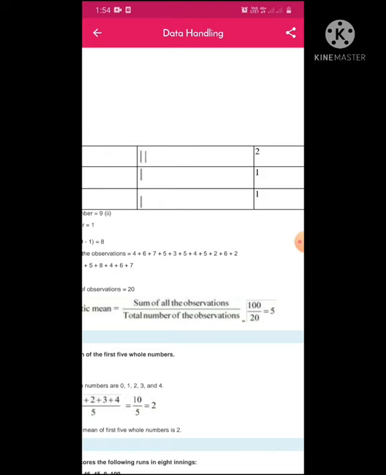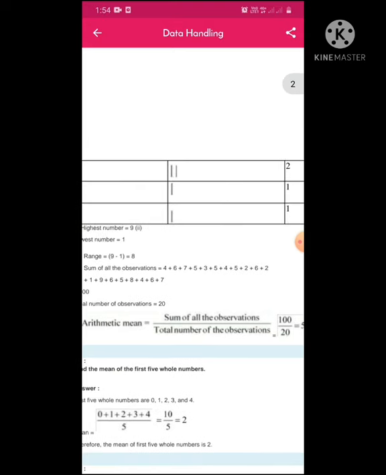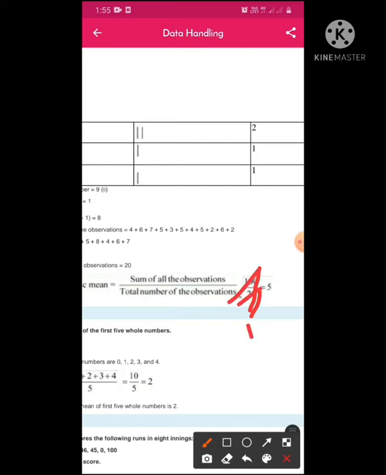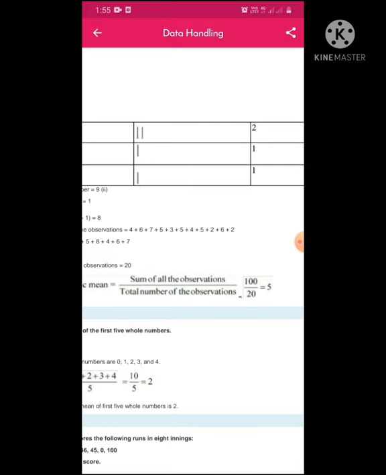I have already explained this in the video. The sum of all the observations, meaning all these numbers added, is 100, and the total number of observations is 20. Now we have to divide 100 by 20. So 0 0 will get cut, and 2 ones are and 2 fives are. So our answer will be 5.